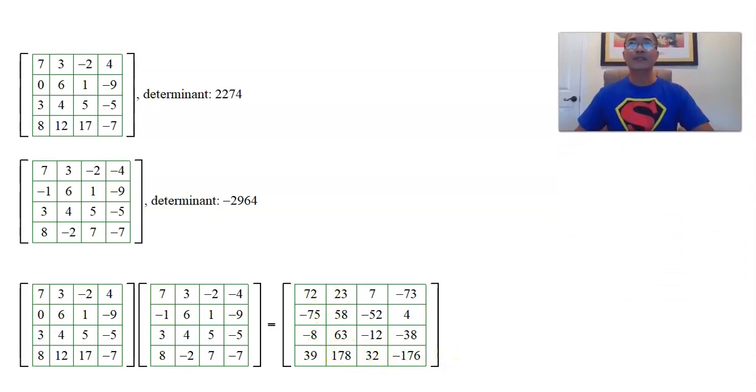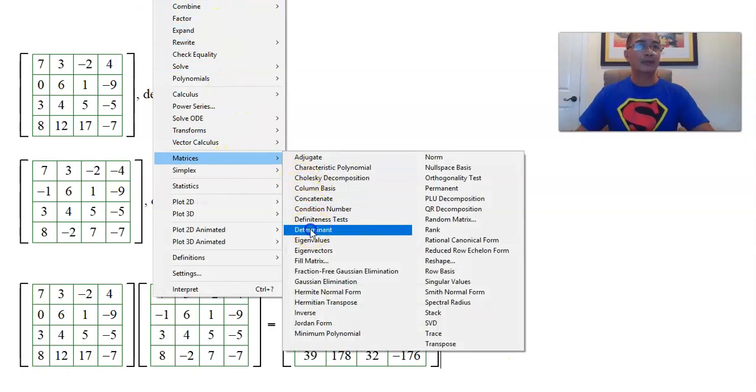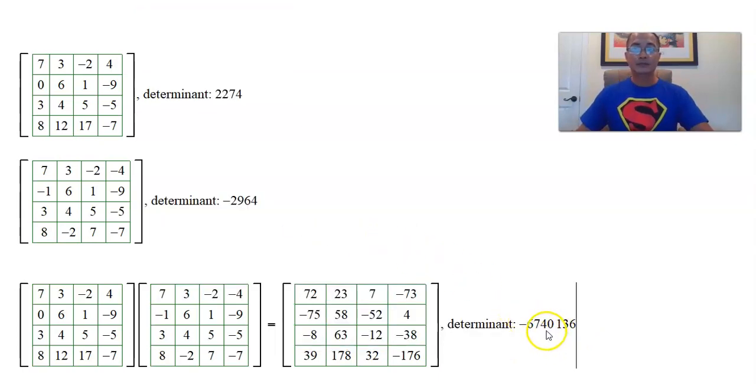What is its determinant? Let me scoot that. Compute matrix's determinant. Ooh, ginormous. A 7-digit number. Is that the same as the product of these two determinants? So let's copy this and then multiply by this and click. Yep, of course, the theorem says the product of these two determinants had better be the determinant of this matrix product.